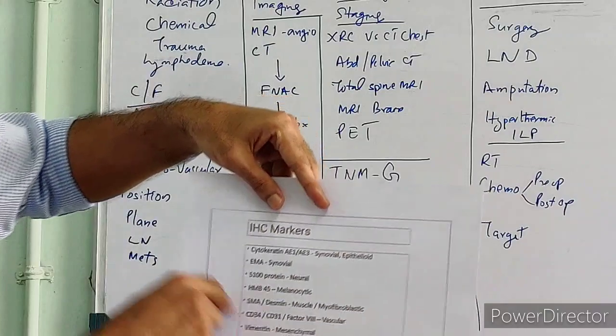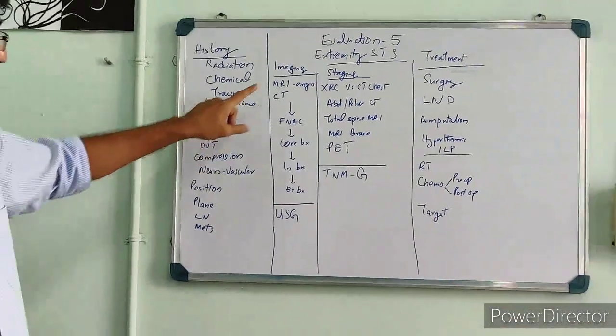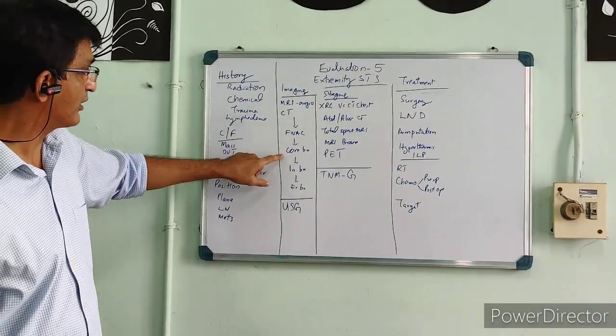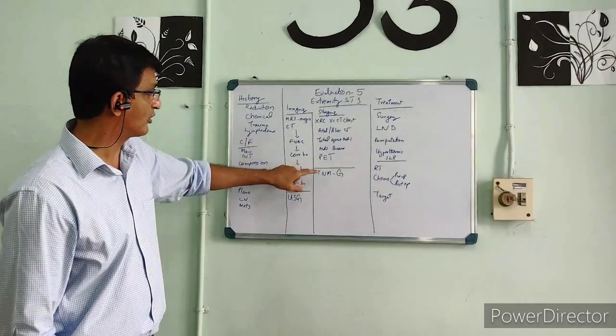Okay, so these are the IHC markers you have. So we have taken a history, we have done the clinical examination, we have done the imaging, we have done the biopsy or incisional biopsy, whatever, and then we have staged the disease according to this investigation.